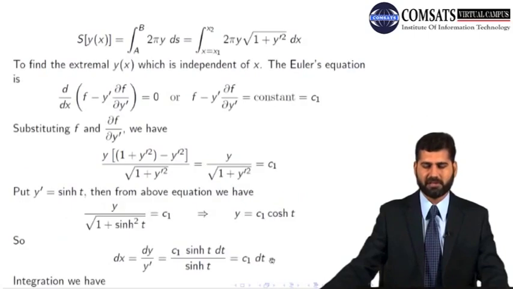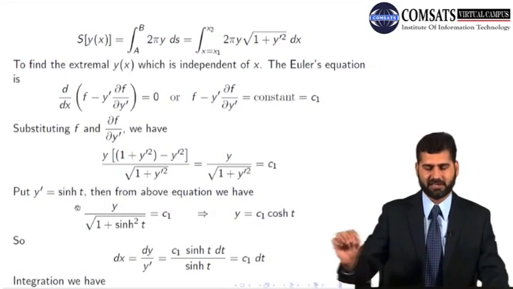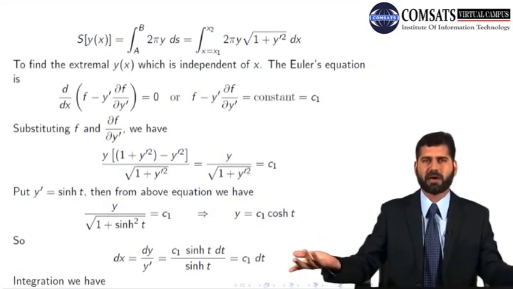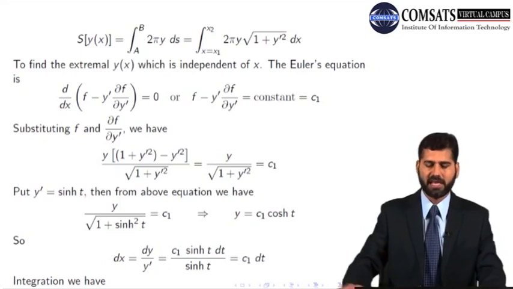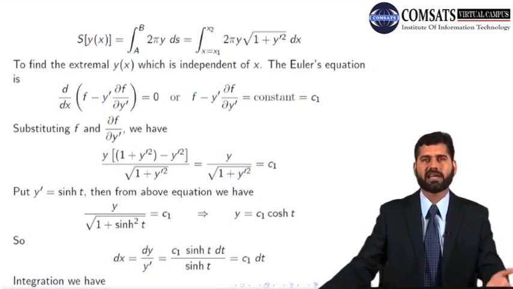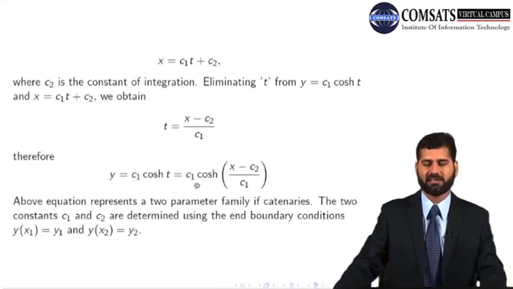In this example I wrote t for my parameter, and on the board I used theta, because it's just a parameter. It's your choice whatever you want to call it. And in this example, it somehow gets eliminated at the end, so you are not even getting t or theta here. So the above equation represents a 2 parameter family of catenaries. The 2 constants c1 and c2 are determined using the end boundary conditions y(x1) equal to y1 and y(x2) equal to y2. This was a very easy example, nothing was difficult in here.